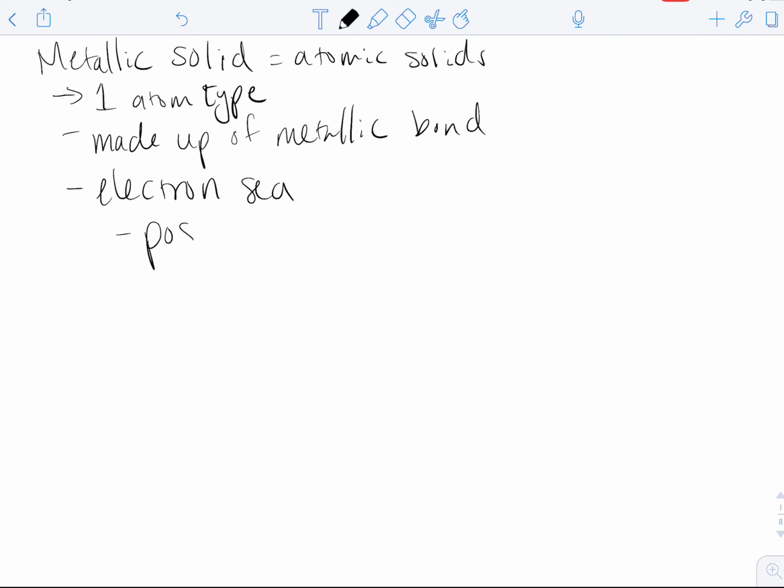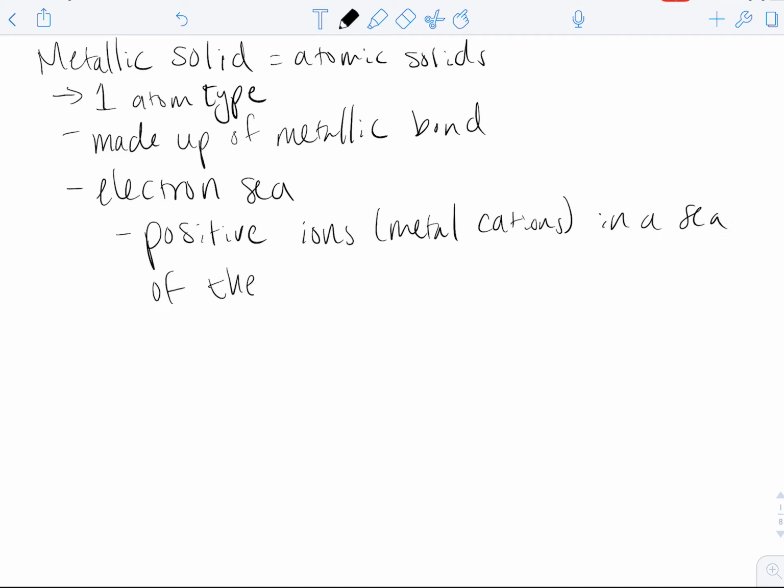So positive nuclei, or positive ions, metal ions, in a sea of their collective valence electrons. Okay, more valence electrons usually lead to greater sharing and usually structures that have a little bit higher melting points.